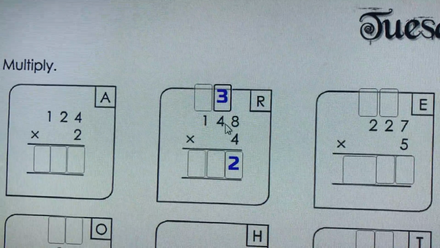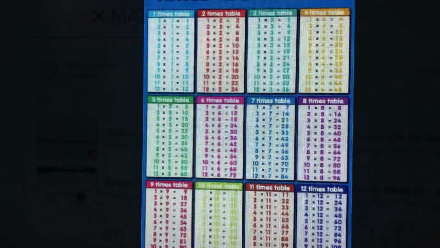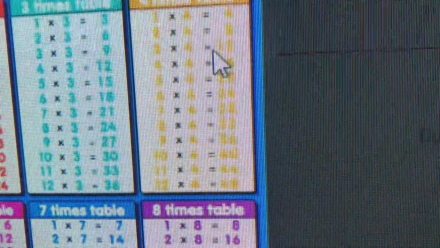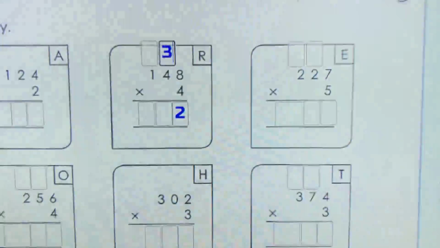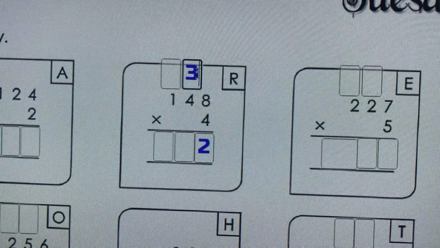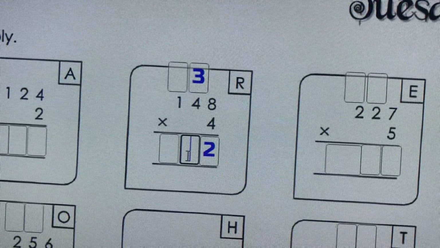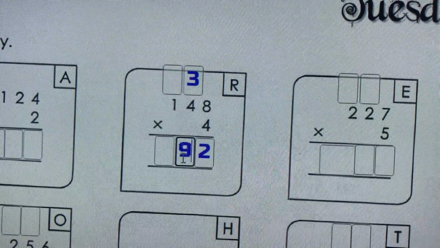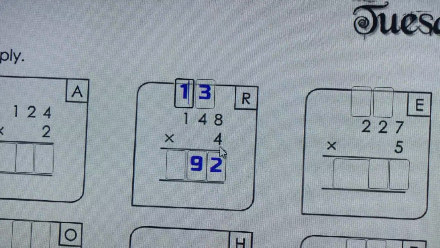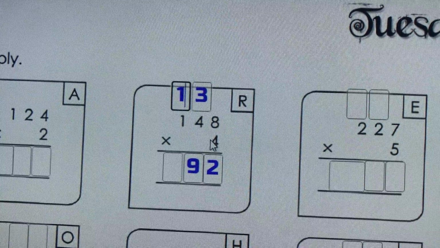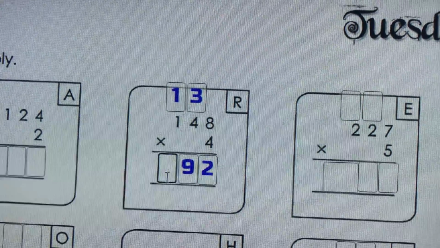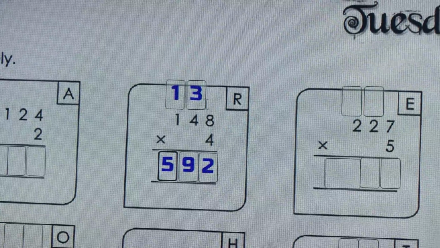So I say 4 times 4, I go to the table if I don't know, 4 times 4 is 16, 16 plus 3 is 19. So I put a 9 in this case here, and then I put the 1 over here. Now I multiply 4 times 1. 4 times 1 is 4 plus 1, 5. There you go. That's what you have, these numbers over here.